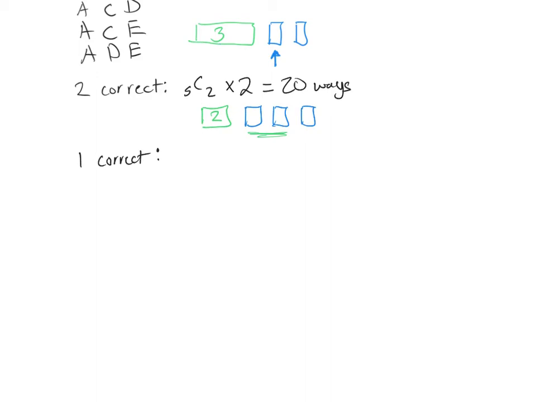1 correct paycheck. Well, to send out 1 correct paycheck, we can either send out A or B or C or D or E correctly. So then that's 5, right? There's only 5 different ways that you can only send out 1 correct paycheck. And then so we draw our picture here, we have 1 correct.